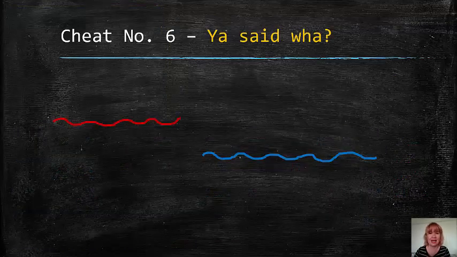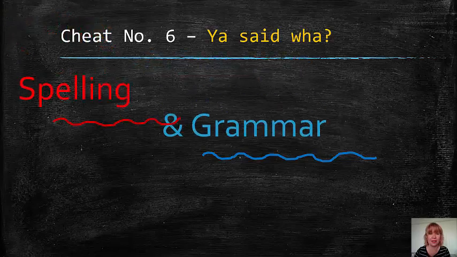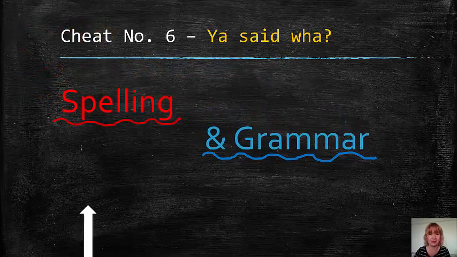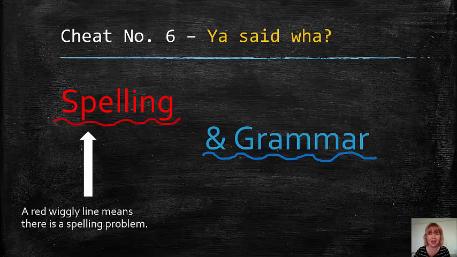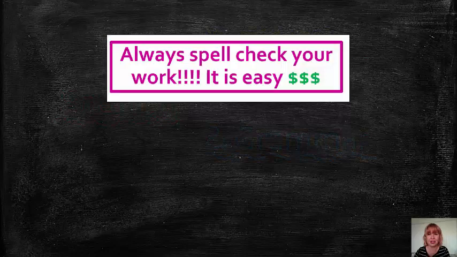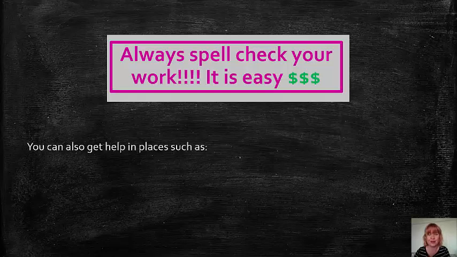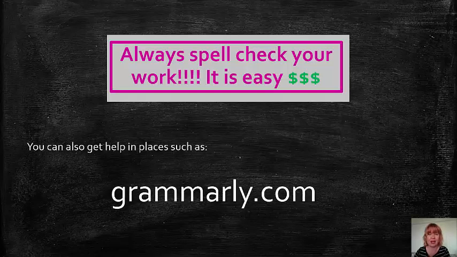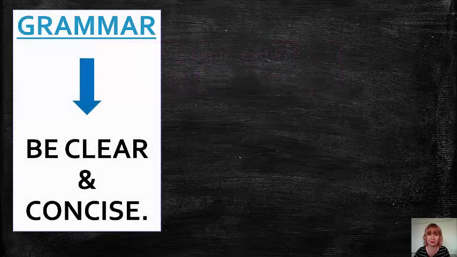So now we get to our lucky last cheat, which is spelling and grammar. If a word has a red wiggly line underneath it, it means there is a spelling error. And if there's a blue wiggly line, it means there is a grammatical error. Please spell check your work. It is really easy money on the rubric and your computer can do it for you. If you're still struggling with spelling and grammar, have a look at places such as Grammarly.com or other internet sites that can help you work through spelling and grammar.